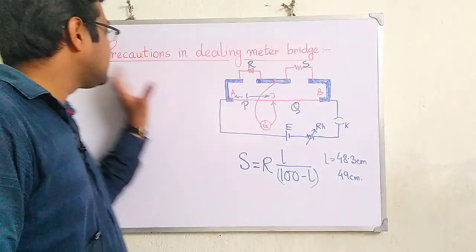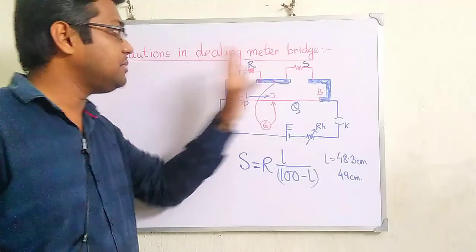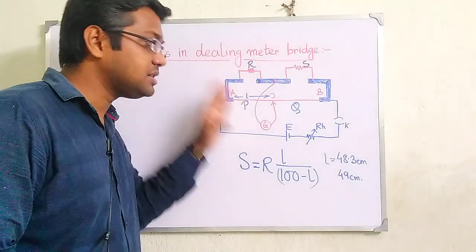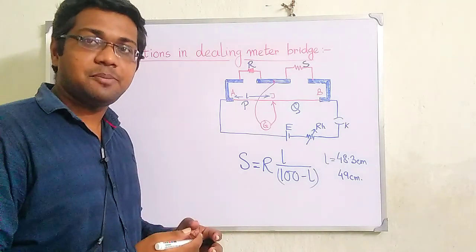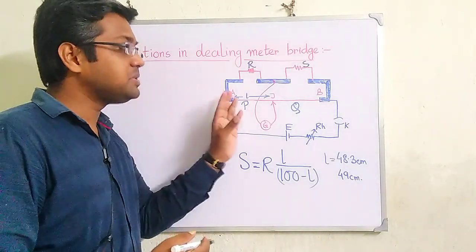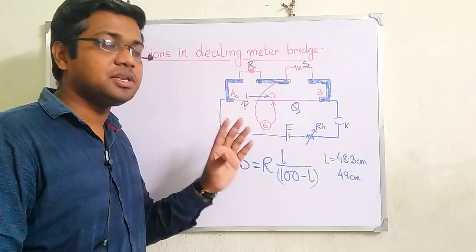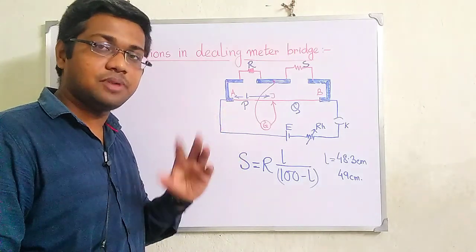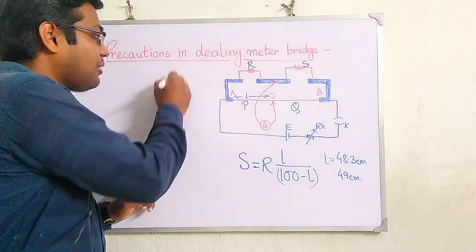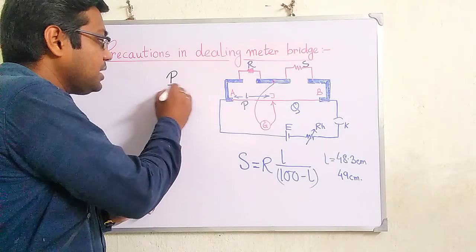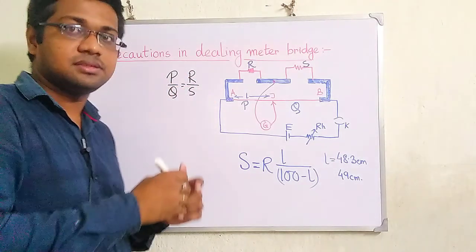Today I am going to discuss the precautions to take when dealing with the meter bridge. You know that this is the meter bridge circuit, but I just want to recapitulate what it is. It is basically a Wheatstone bridge circuit. Wheatstone bridge is basically a network that maintains the condition P by Q equal to R by S when it is balanced.